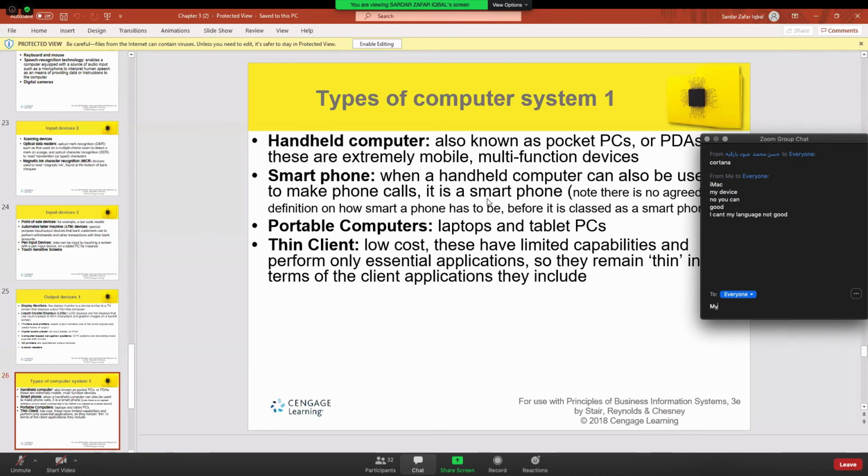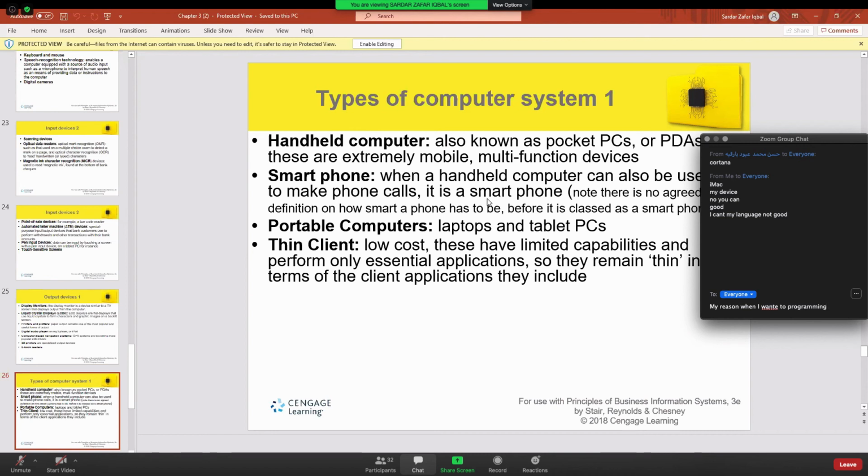People don't go there. But for smartphones, maybe people have a craze in the market. Maybe their functionality, the quality, the reliability, the failure rate is good compared to others. So there can be many reasons. We will conduct a discussion on this someday. It's a debatable topic. So portable computers, laptops, and tablet PCs. Thin client, low cost. These have limited capabilities and perform only essential applications, so they remain thin in terms of the client applications they include.